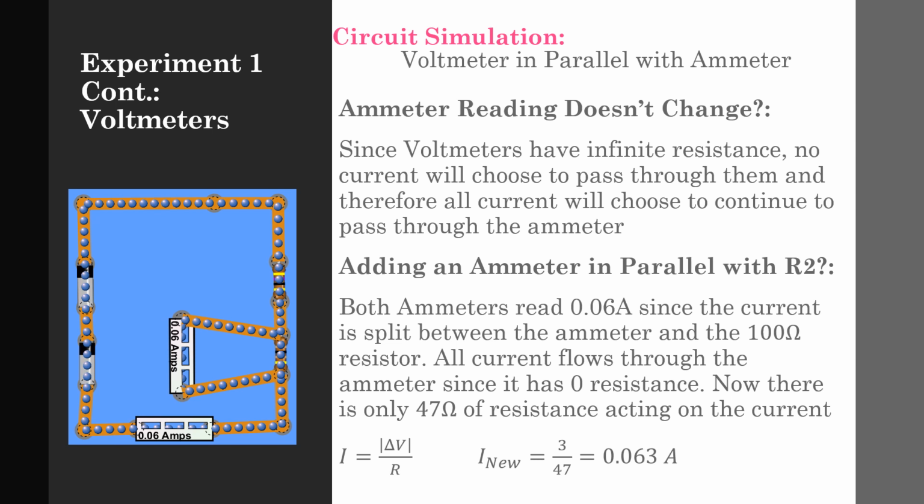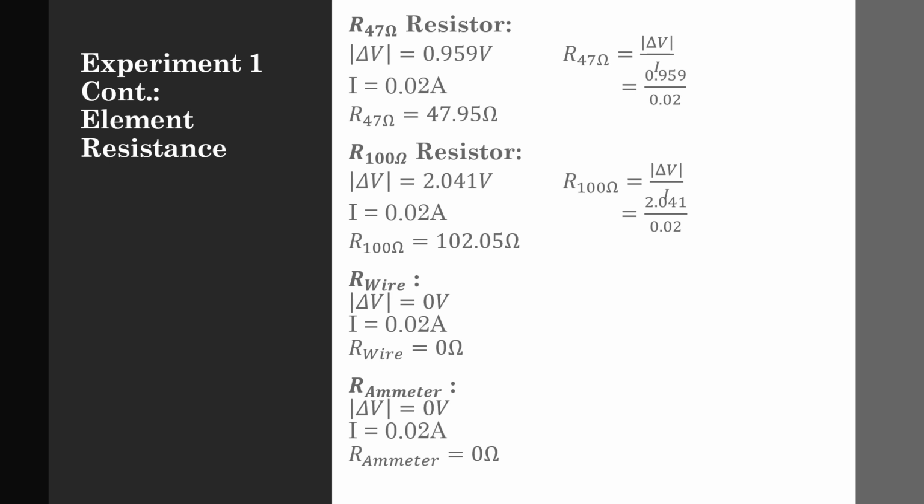Next, we added an ammeter in parallel with R2, which has a resistance of 100 ohms, and at this point both ammeters read 0.06 amps because the current in the parallel configuration will choose to all flow through the ammeter because it has 0 resistance. So now there's only 47 ohms of resistance acting on the current, and recalculating the new current, we found it to be 0.063 amps, which is similar to the reading shown in the simulation. In this section, I found all the equivalent resistances of each of the components in the circuit.